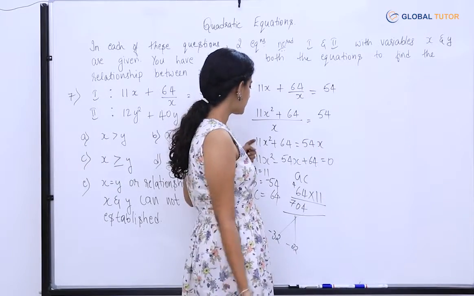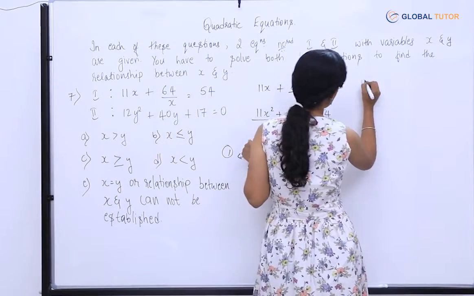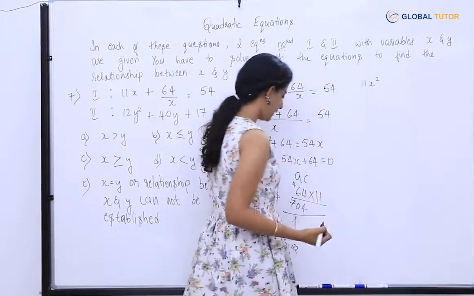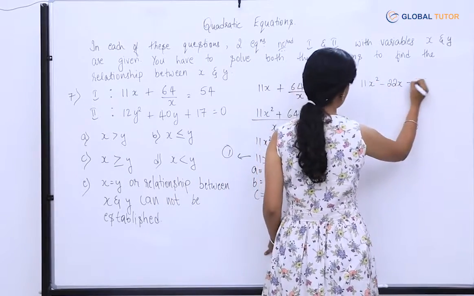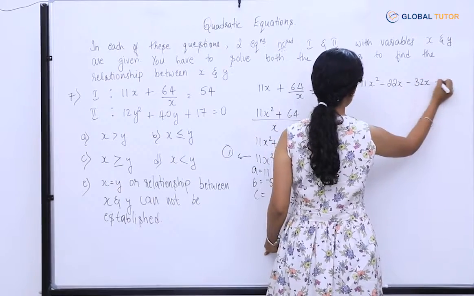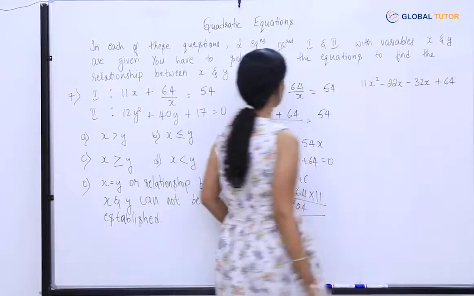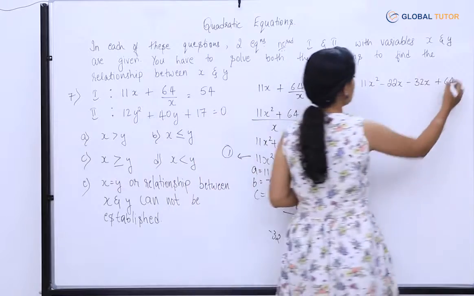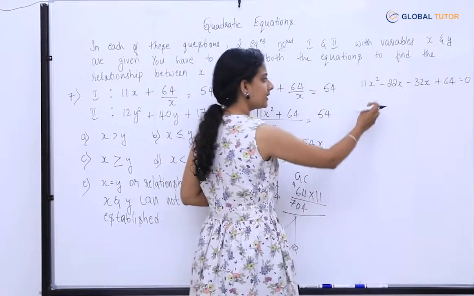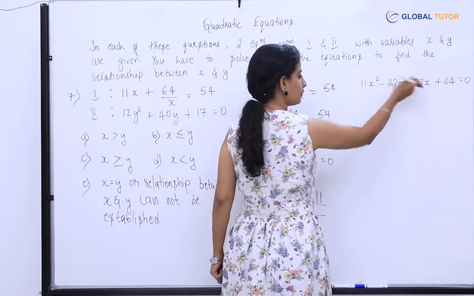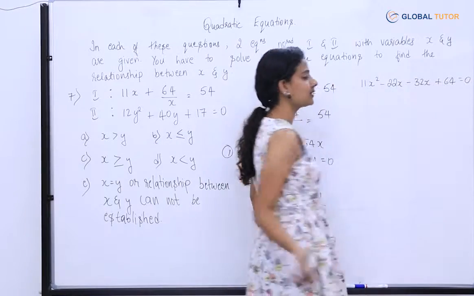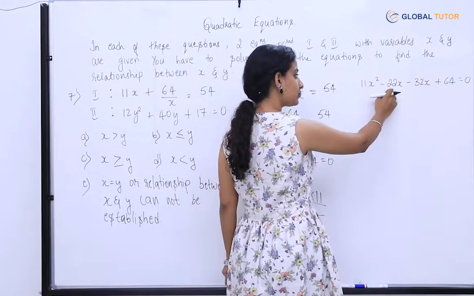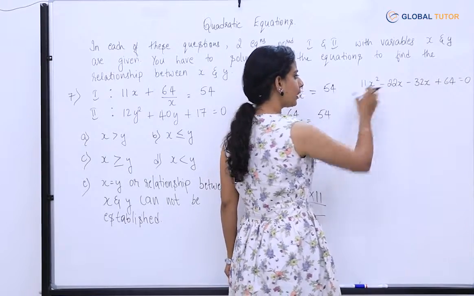So how do we write this now? It will be 11x square minus 22x, then minus 32x plus 64, which is equal to 0. Now why did I take minus 22 this side? I could have taken this side also. I could have written minus 32 first and then minus 22x later. I have taken minus 22x first because we can factorize it easily.